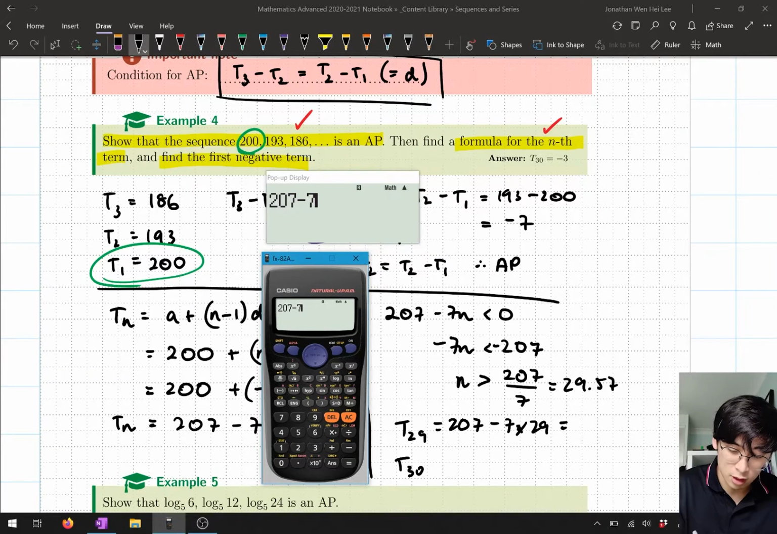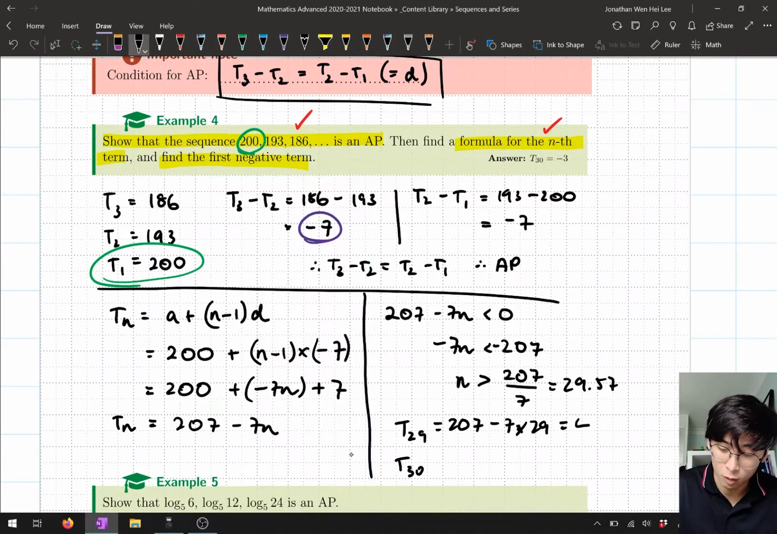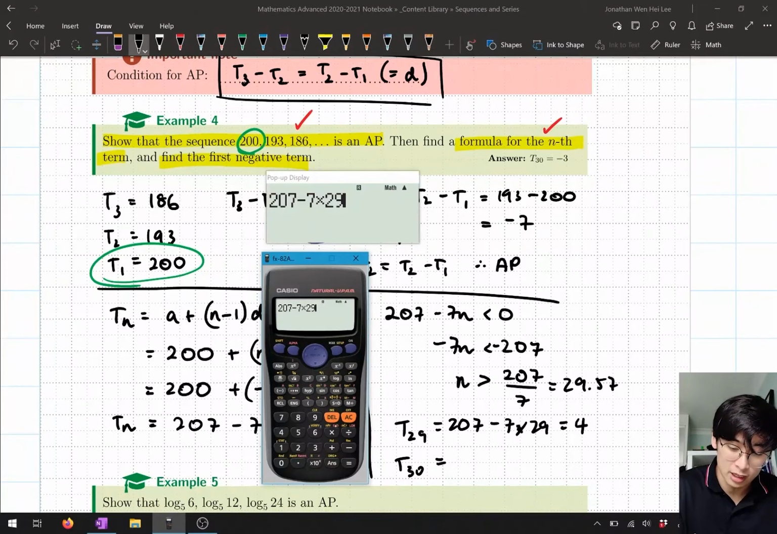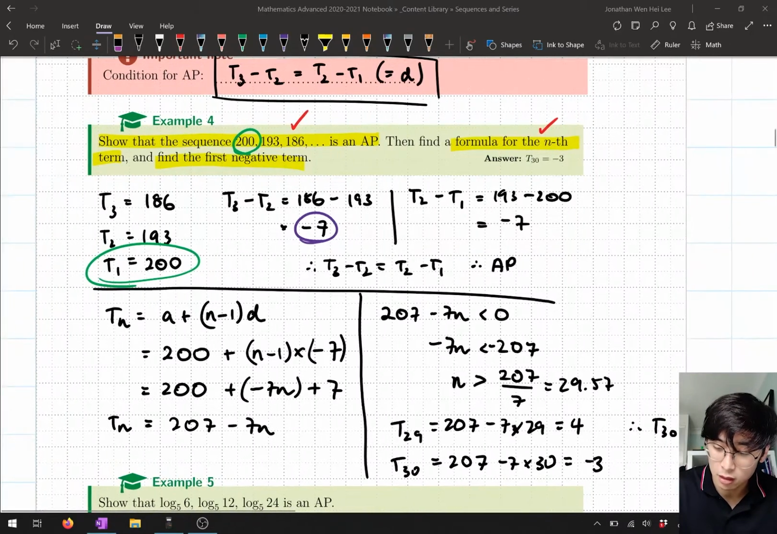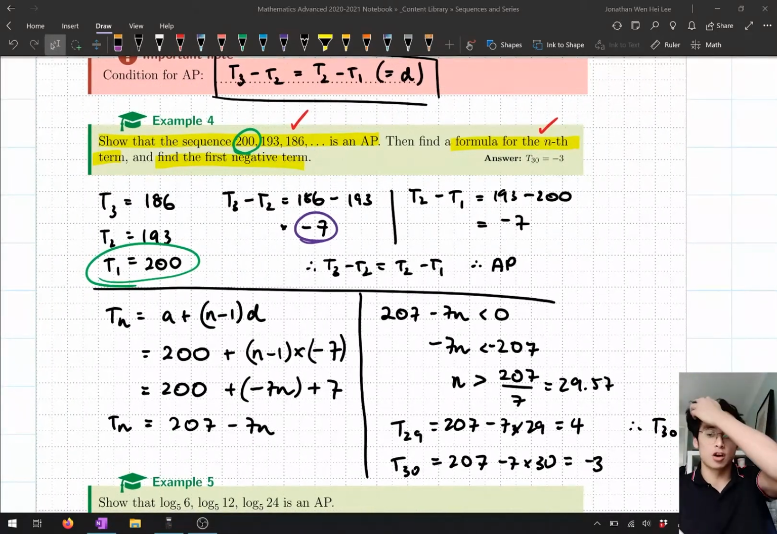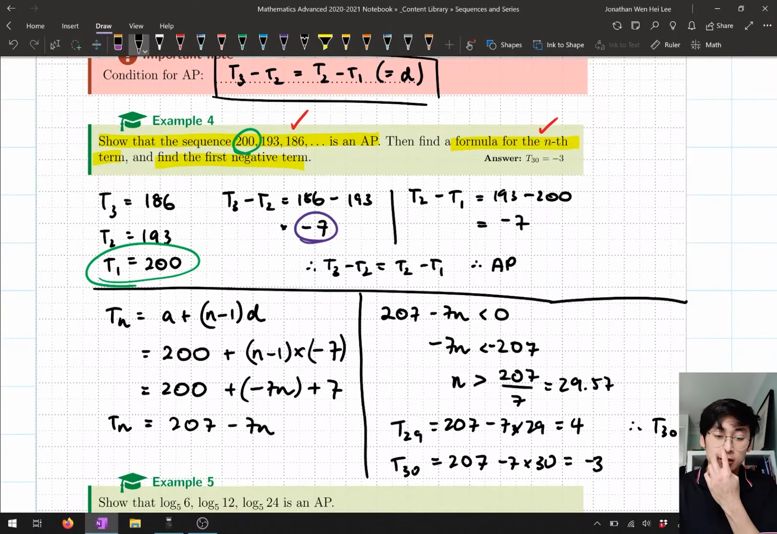207 minus 7 times 29 gives me 4. That's still positive. So let's check the next one. What happens if we get a 30 here, times 30? That gives me minus 3. So 207 minus 7 times 30 gives me minus 3. So therefore, t30 is equal to negative 3, which is my first negative term. So there we go. That's how we can answer all three of these questions here.